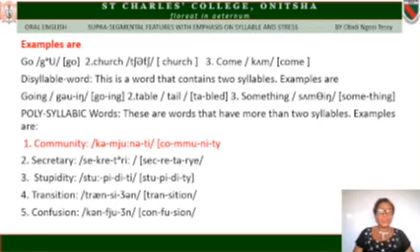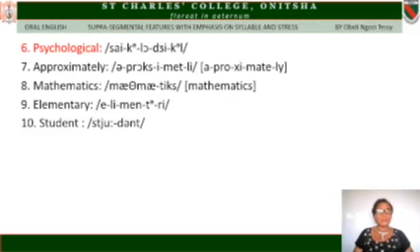3. Stupidity. This has 4 syllables. 4. Transition. 3 syllables. 5th. Confusion. 3 syllables. 6. Psychological.